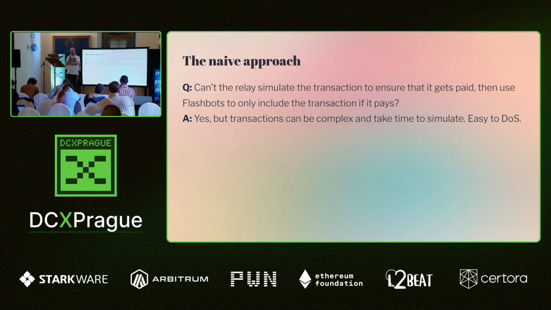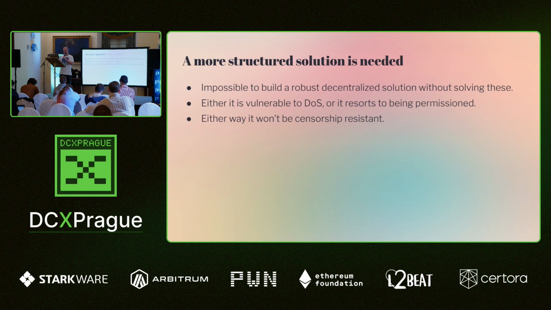But when someone does want to censor it, they're going to flood it with non-deterministic transactions that are not going to pay on chain. And Flashbots will spend a lot of CPU simulating them, but these transactions will never be included. After a while, Flashbots will block this relay, and we are back to square one. So clearly, we need a better approach. We need an approach that takes these things into account. Otherwise, we end up either with a vulnerable network or with one that is permissioned and cannot offer censorship resistance.